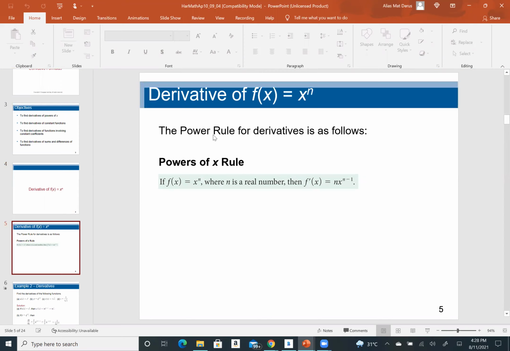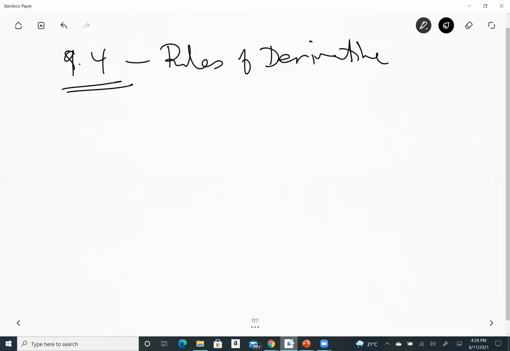Now, what is the power rule? The power rule is the following. If I have f of x or y equal to x to the power of n, what is the derivative? The y prime or f prime is equal to n multiplied with x to the power of n minus 1. That simply means reduce the power by 1.